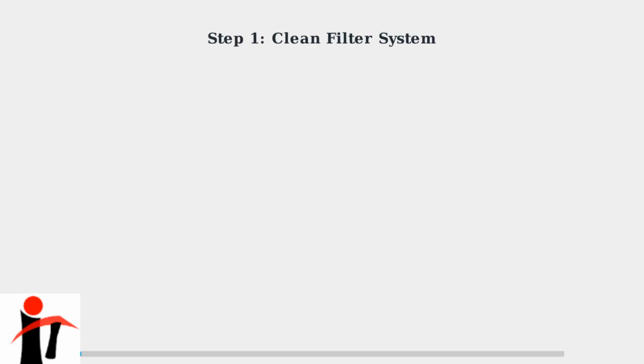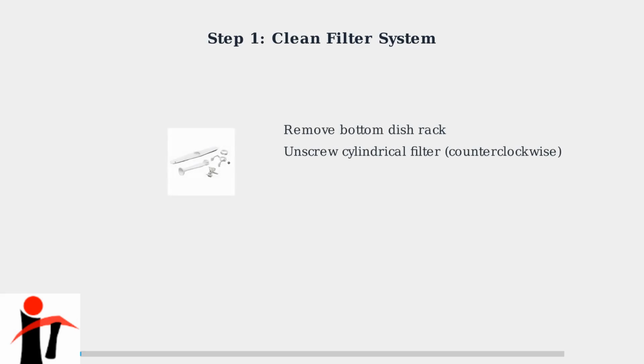The first step in troubleshooting dishwasher drainage issues is cleaning the filter system. This is the most common cause of drainage problems and often the easiest to fix. Start by removing the bottom dish rack to access the filter assembly. The cylindrical filter is located at the bottom of the dishwasher tub and unscrews counterclockwise.